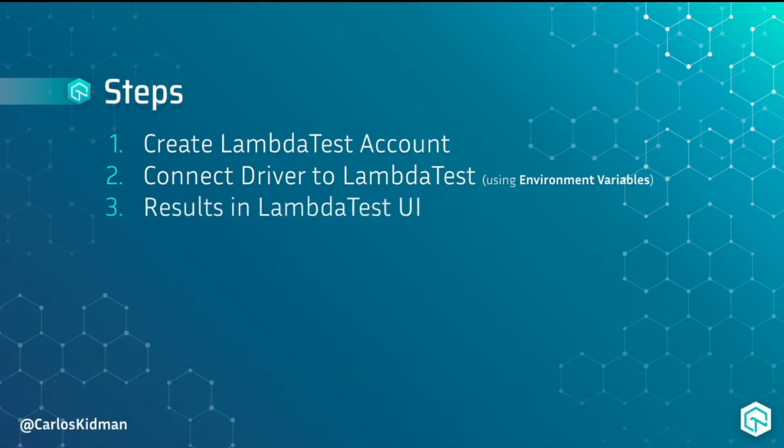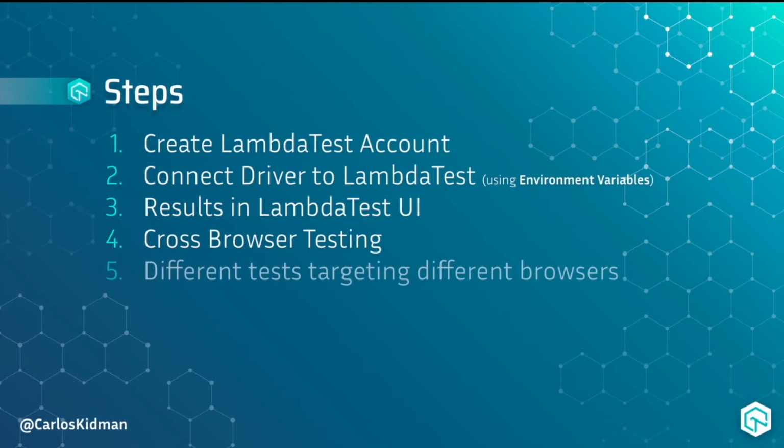Moving on, we will then run our automated tests and see the results in the LambdaTest UI. Then we'll actually achieve cross-browser testing, where you'll see how we can change the browsers in our framework and then see those different browsers get executed in LambdaTest. Pretty cool stuff. We'll then have different tests targeting different browsers. So we'll have test A target Chrome and test B target Safari. And you'll see how you can have each test specifically target different browsers and different OSs.